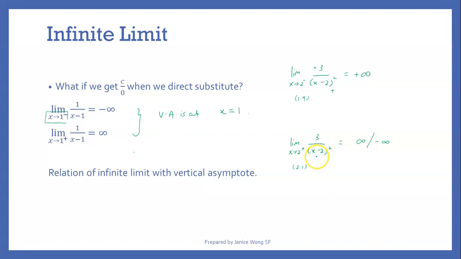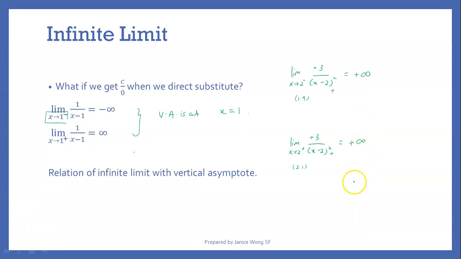2.1 minus 2 is positive. Being squared, it is a positive value on the denominator side. Numerator is positive, so overall, it is a positive sign. So the answer for these two are both positive.